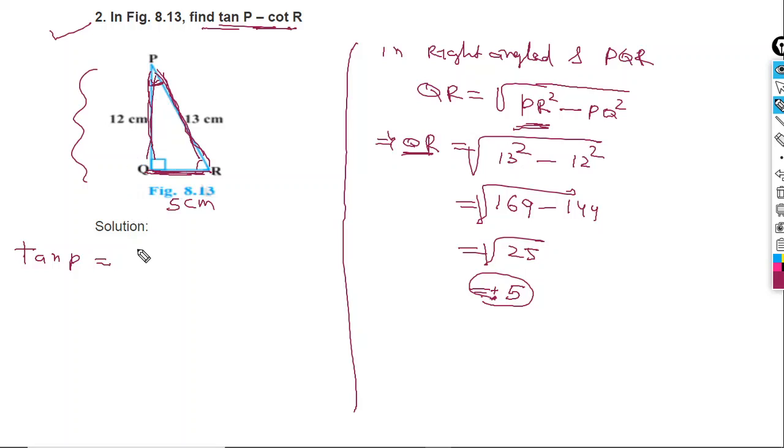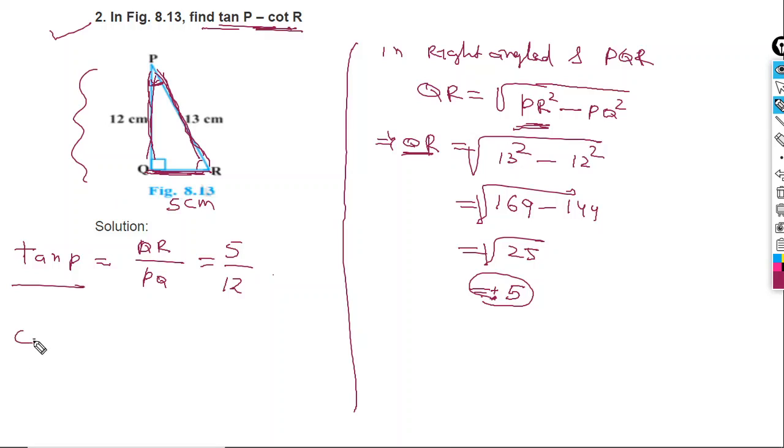Therefore, tan P will be equal to QR divided by PQ, which is equal to QR is 5 divided by PQ is 12. Okay, now tan P we have got. Now we will move to cot R.